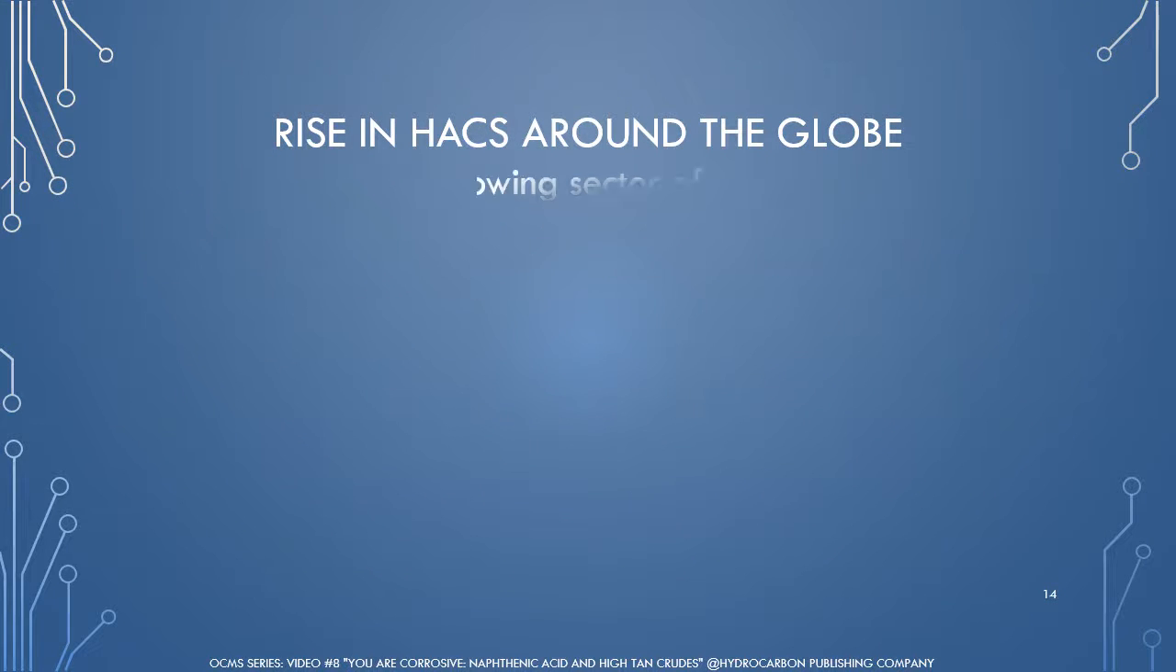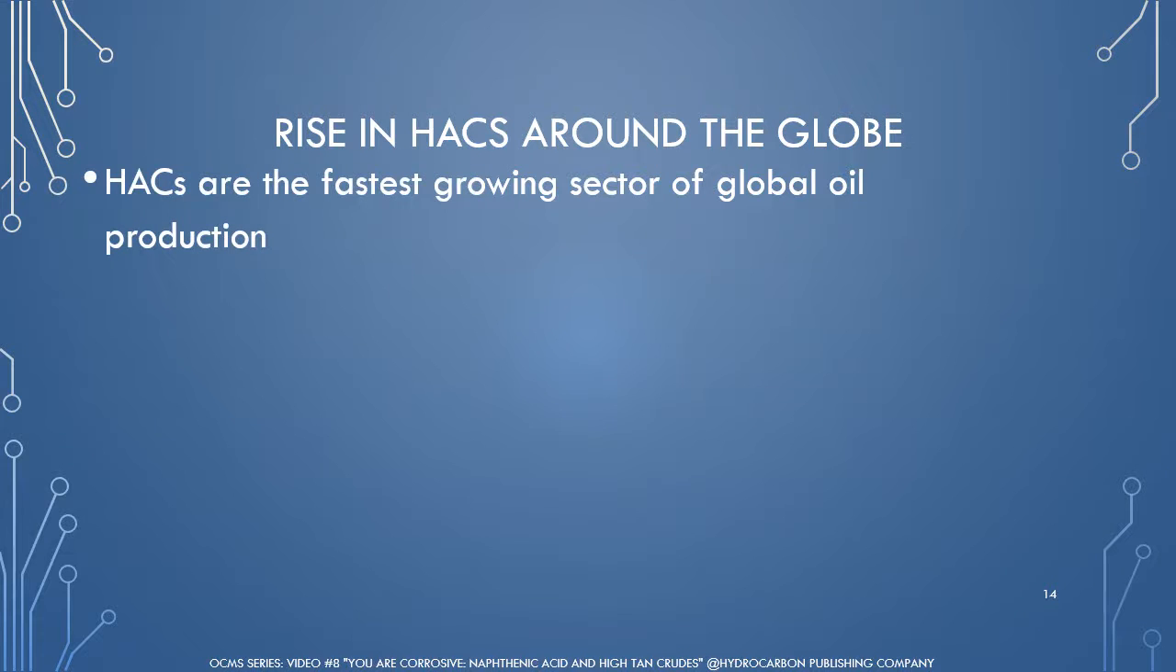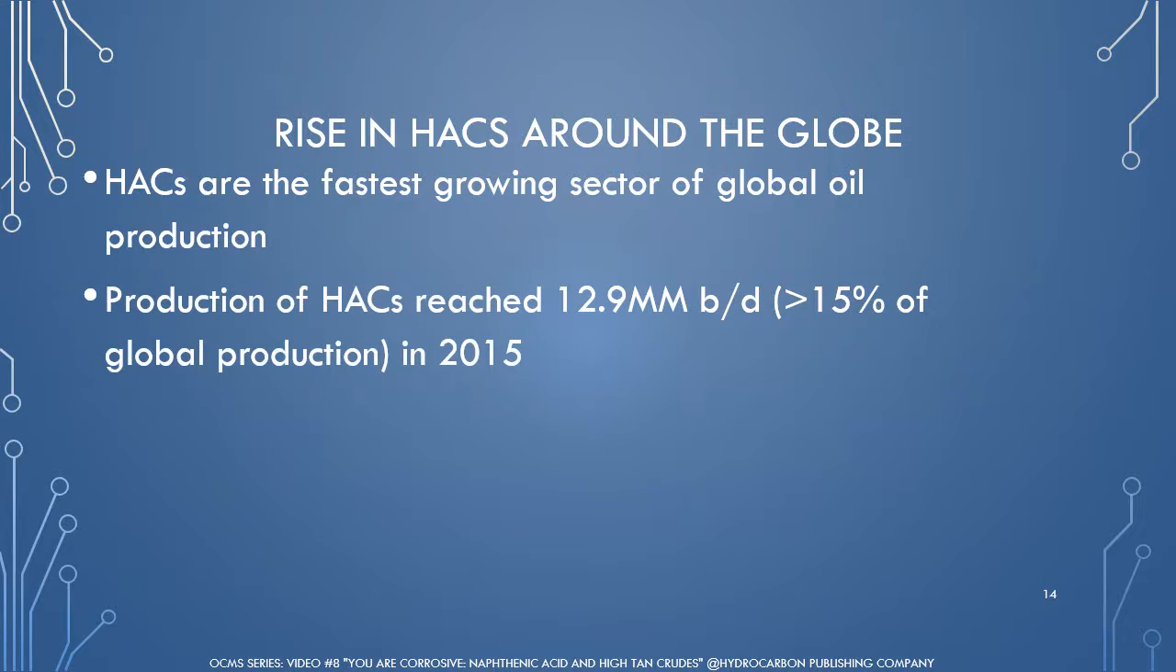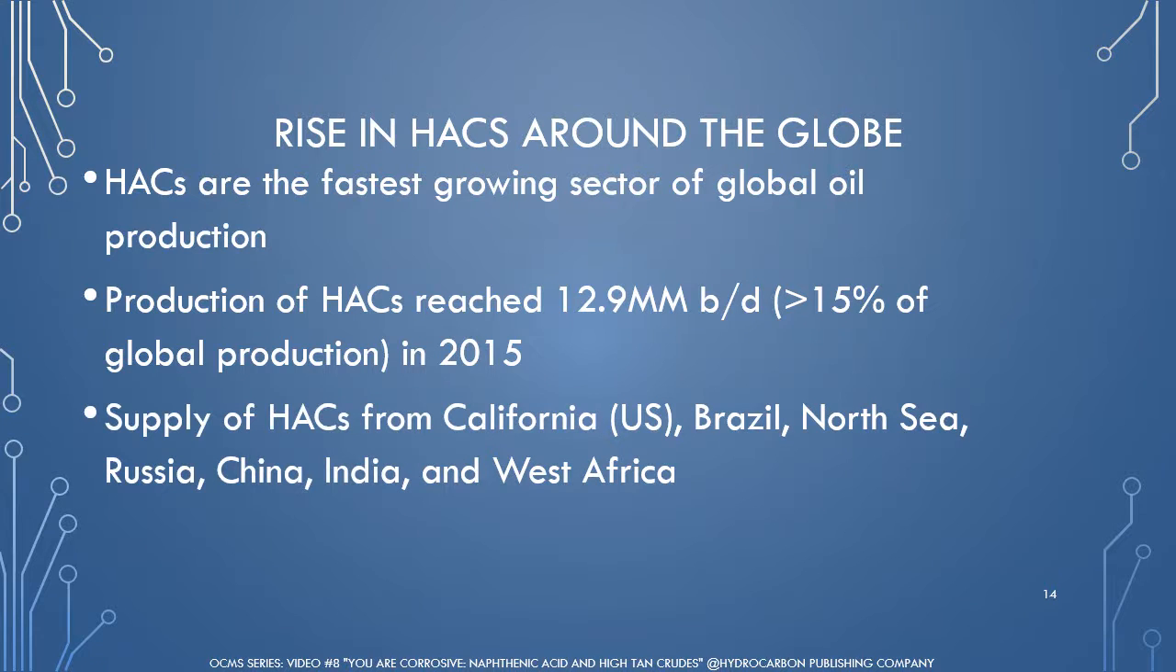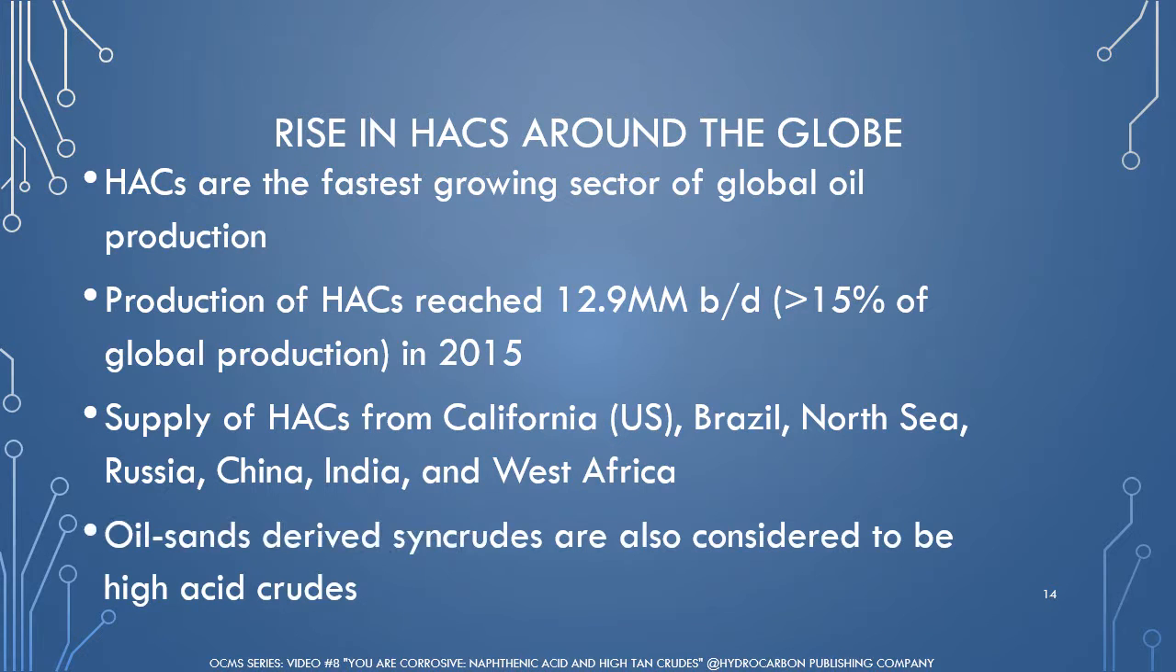Globally, high-acid crudes are the fastest-growing sector of oil production. According to Pira Energy, production of high-acid crude grades reached 12.9 million barrels per day in 2015, which represents more than 15% of the global production. HACs are supplied from places such as California in the U.S., Brazil, North Sea, Russia, China, India and West Africa. Oil sands-derived syncrudes are also considered to be high-acid crudes.